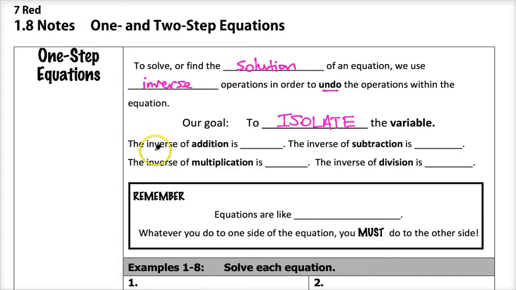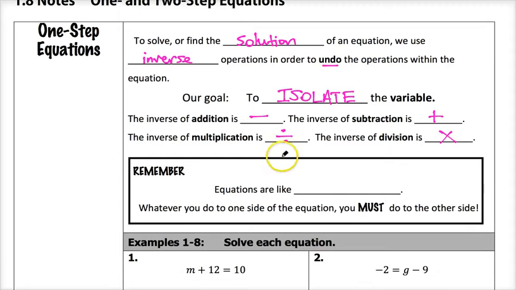And so to use your inverse operations properly, you need to know what the inverse operations are. The inverse of addition is subtraction. Therefore, the inverse of subtraction is addition. The inverse of multiplication is division. And of course, the inverse of division is multiplication.